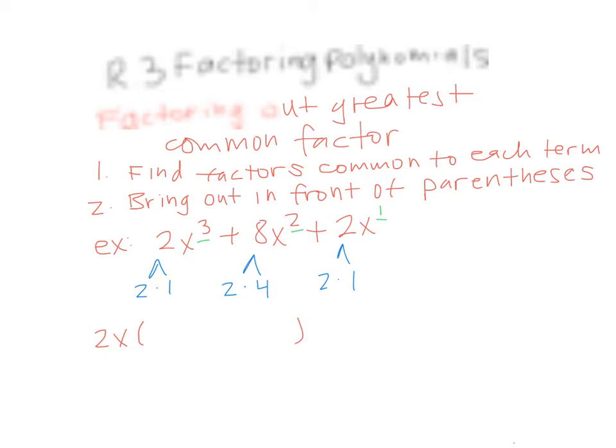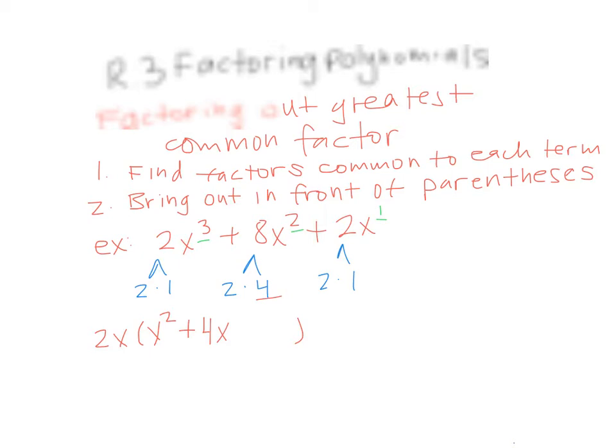So if we take a 2 out of 2x cubed, we're going to be left with a 1, all right? But we don't actually have to write that. If we take an x out of x cubed, we're left with x squared. And then we look at the next term, include that plus sign. If we take the 2 out, we're going to be left with that 4, so we get plus 4. And if we take an x out of x squared, we're left with x.